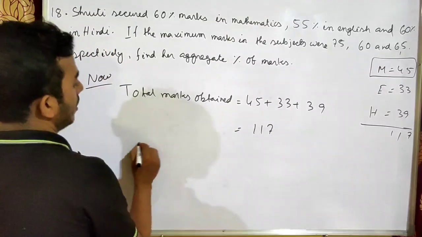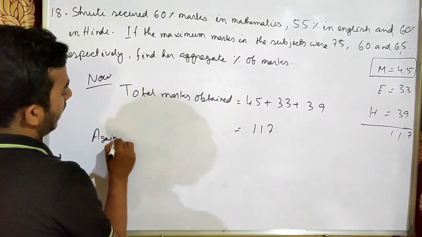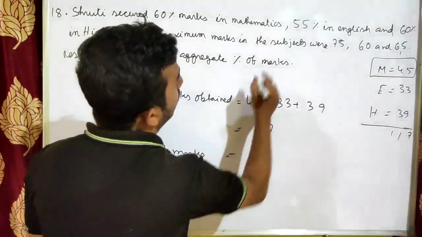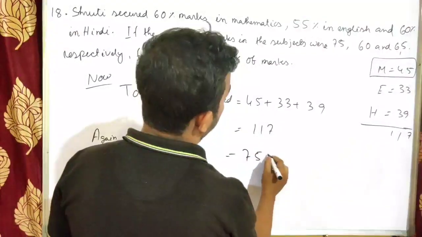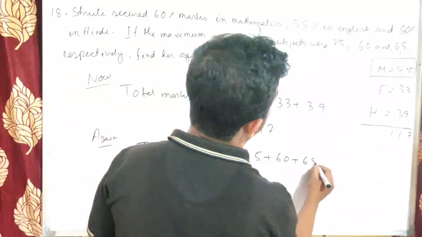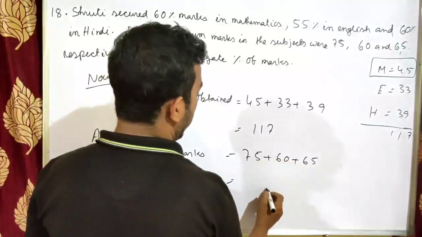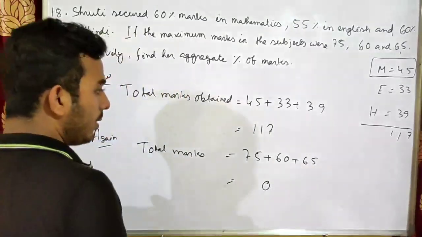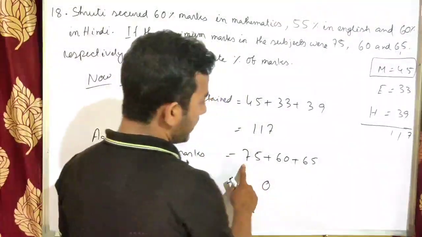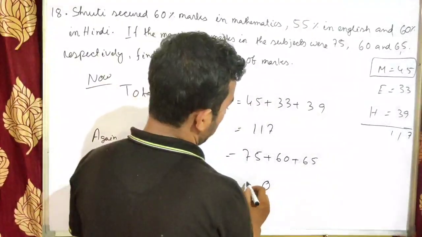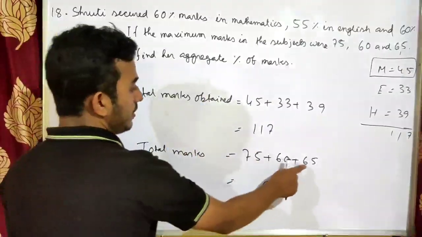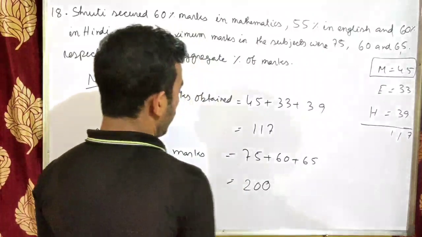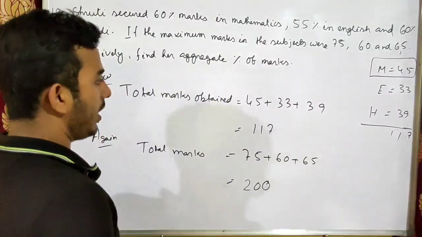And total marks is what? Total marks will be 75 plus 60 plus 65. Now 5 plus 5 is 10, isn't it? Then 6 6 12. Then 12 plus 8 is how much? 20. So total marks is 200 and marks obtained is 117.